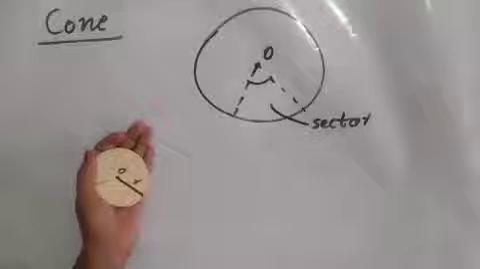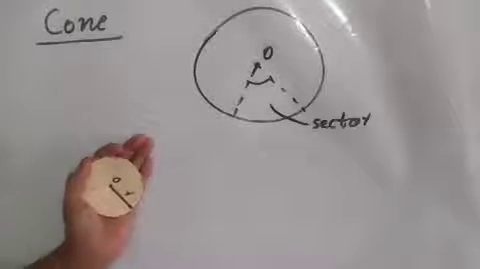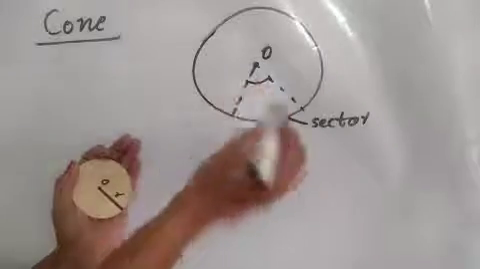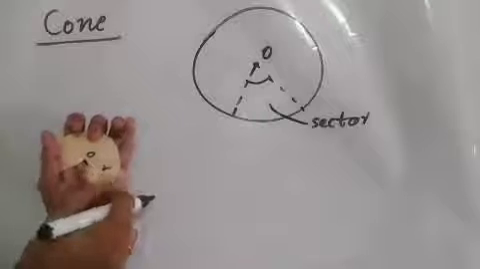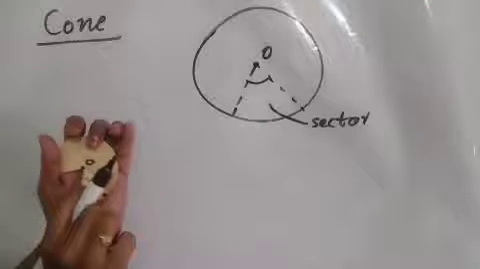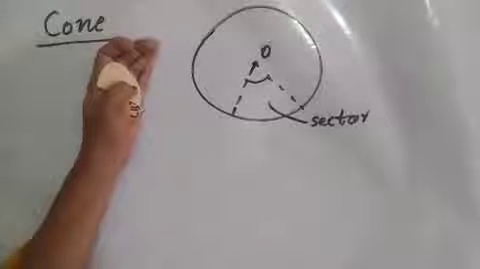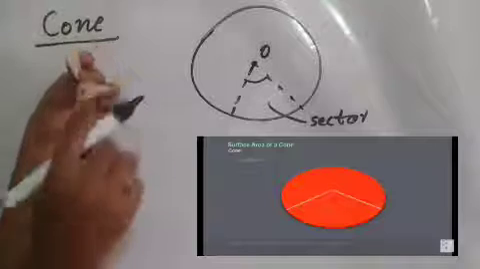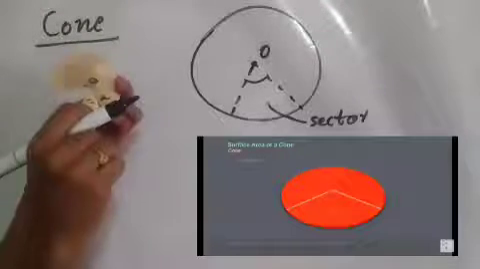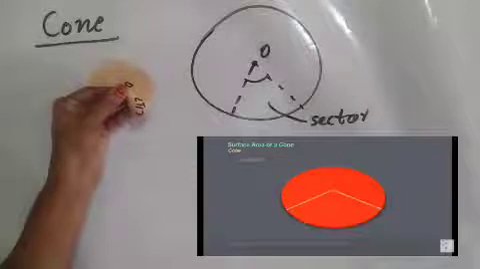You can see a circle with center O and radius R here. And if we cut along the 2 radii, we get a sector. And fold the sector like this. We get a cone shape. How can we find the total surface area and volume of this cone?